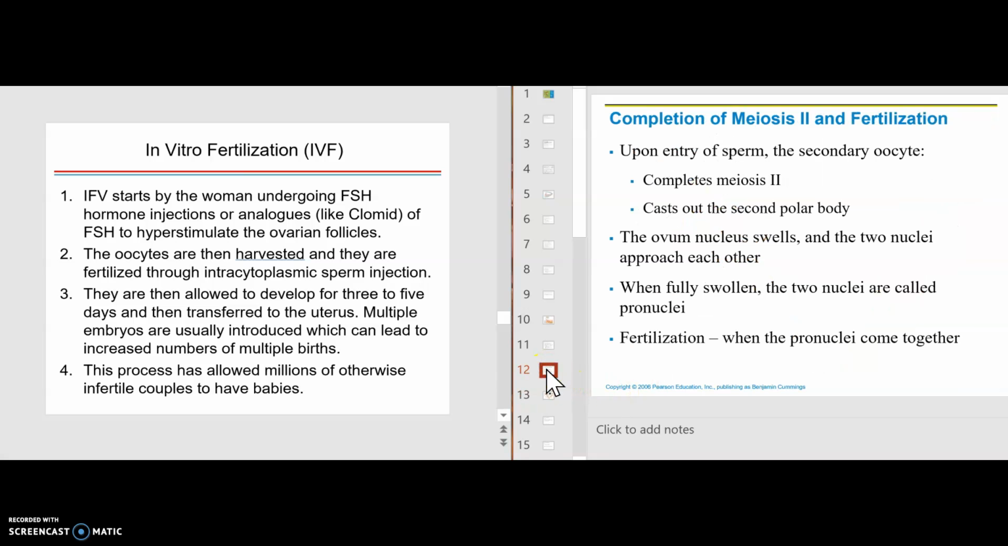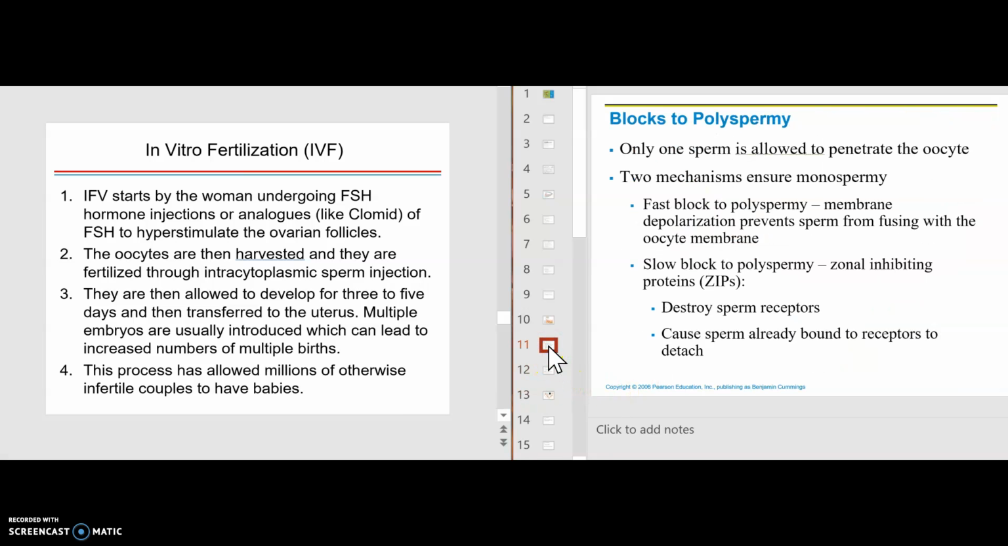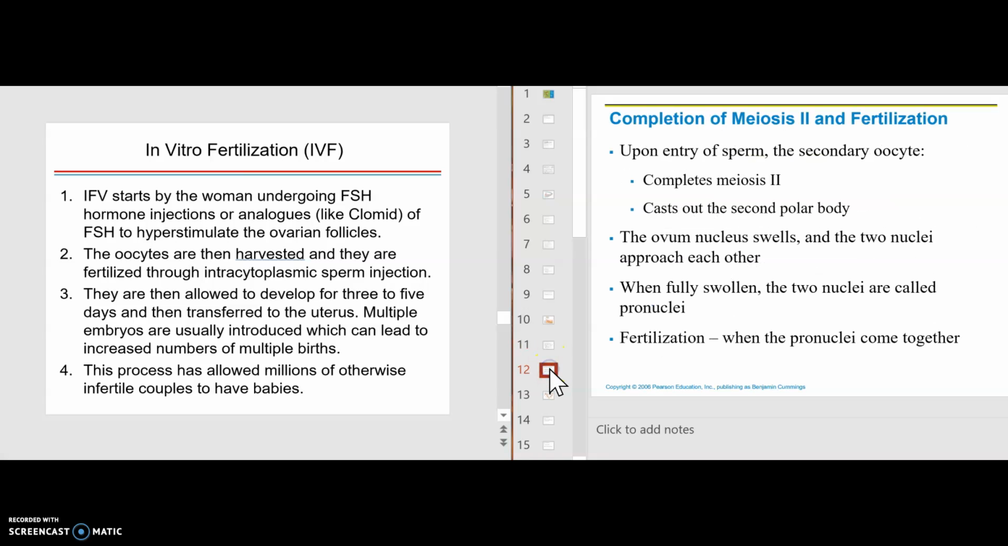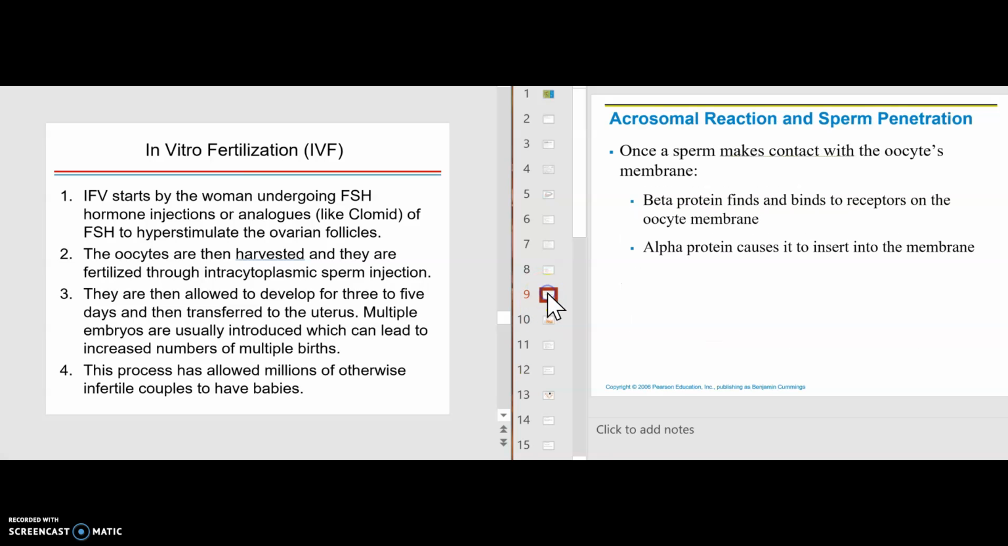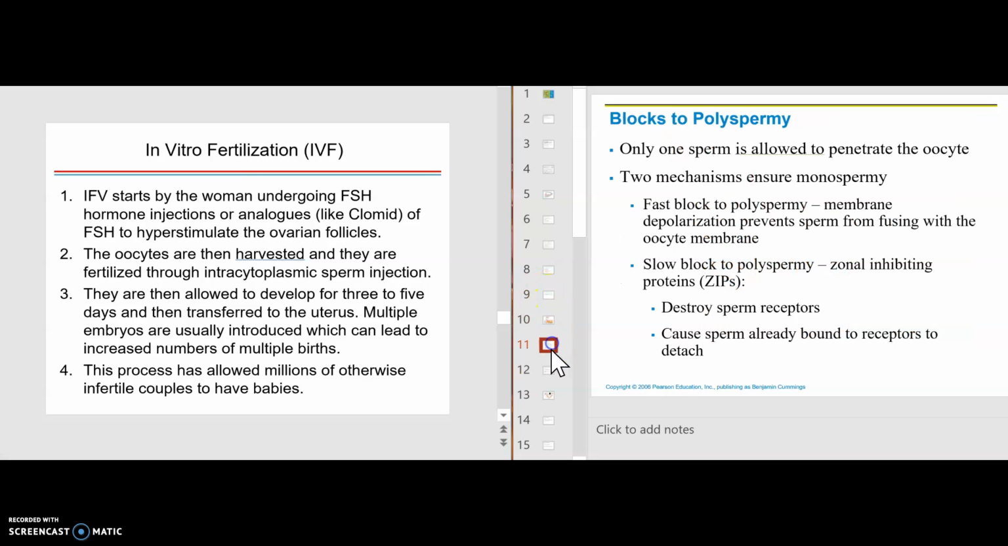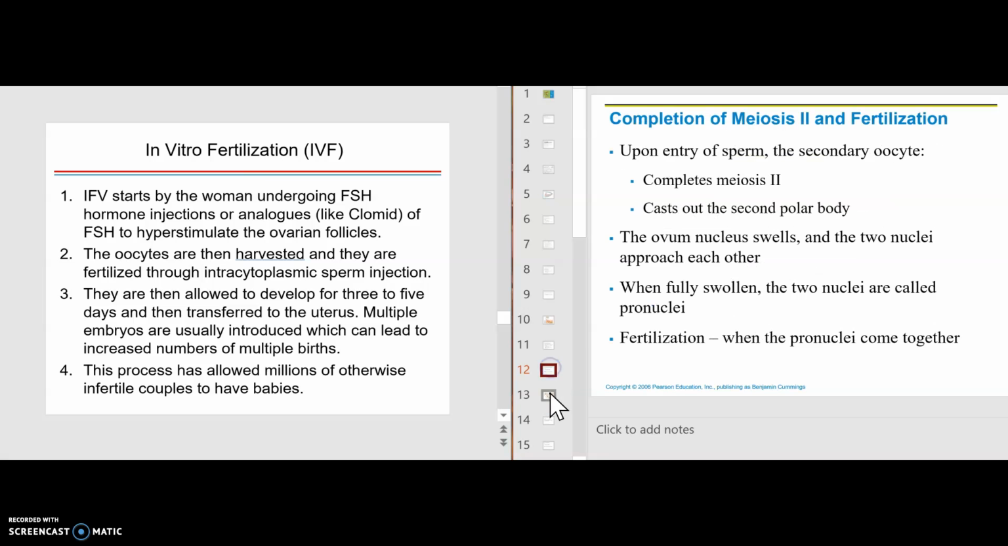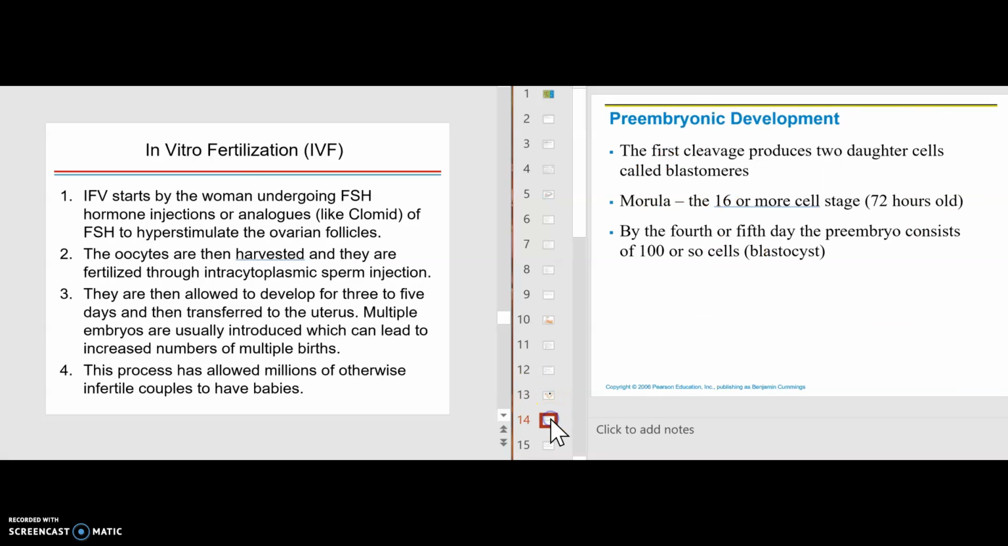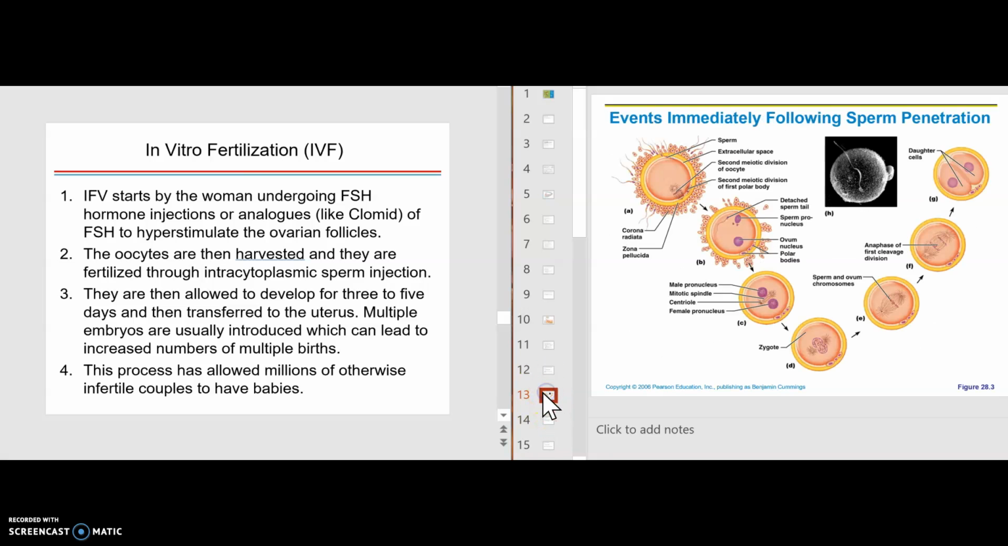Let me go back here. So if both were to activate, then that's where we could get dizygotic twins and monozygotic twins.